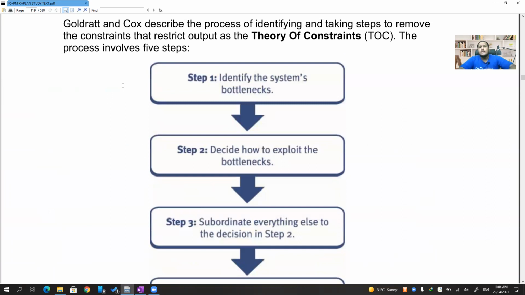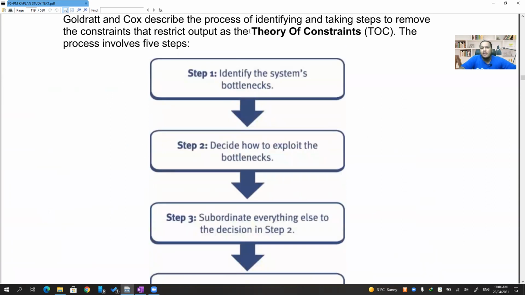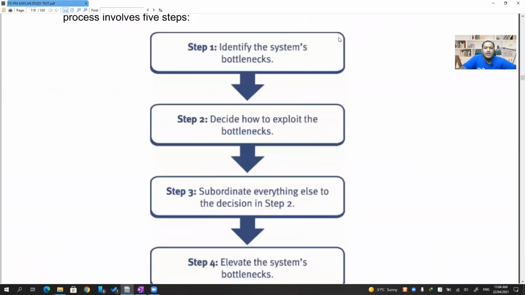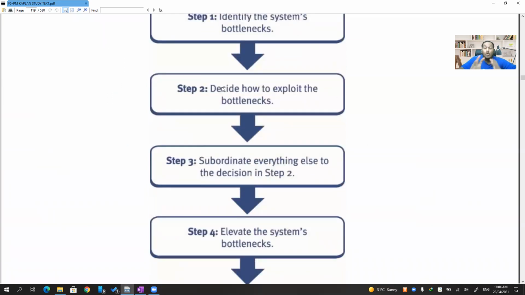So the process of the theory of constraints, the theory of constraints is the name given for this particular theorem that we just explained. Identify the system's bottleneck, decide how to exploit the bottleneck. How should we enhance that? Like, should we replace the machine? Should we hire more labor? Or should we enhance the existing capacities by introducing more repairs and maintenance or something like that? How do we tackle the bottleneck?